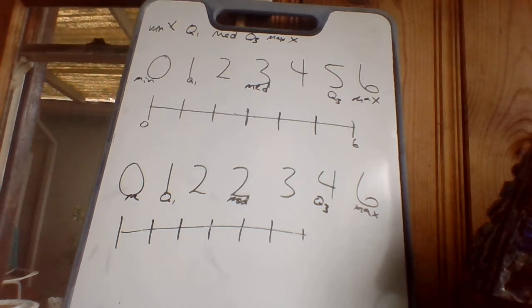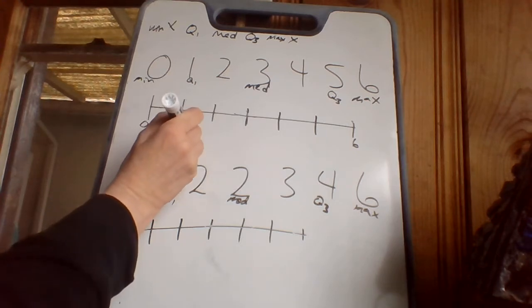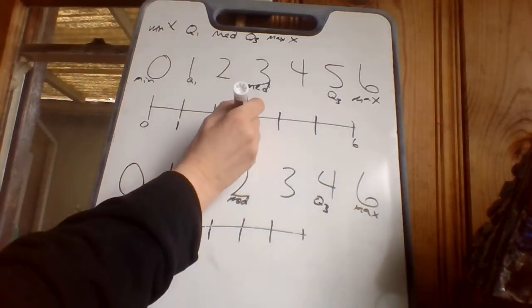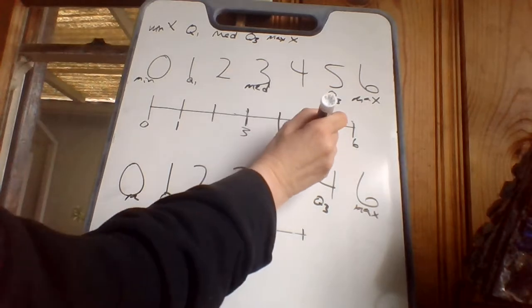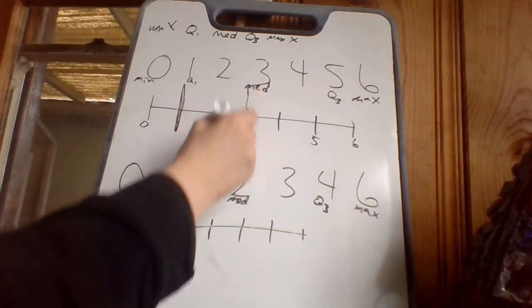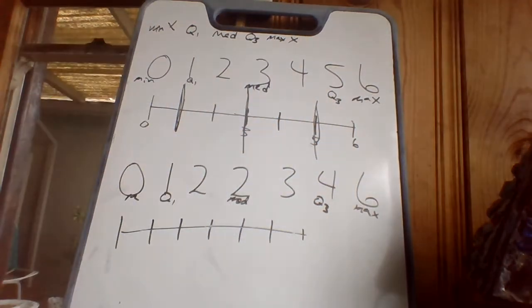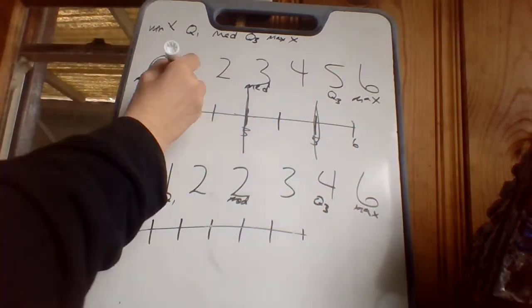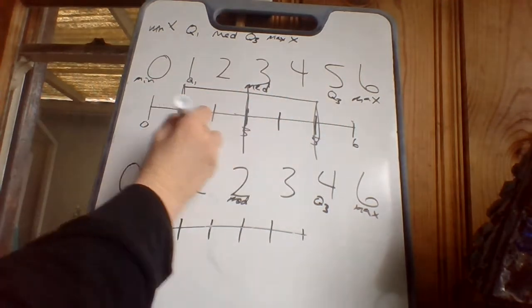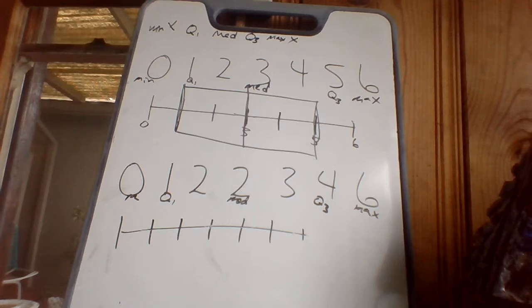And now I've got to put the others on there. So here's 1, here's 3, and here's 5. Draw extra long lines on those 3 numbers. Those are the 3 numbers, Q1, med, and Q3. Draw extra long lines on those, and then connect those lines up into a box. And this is a box plot.